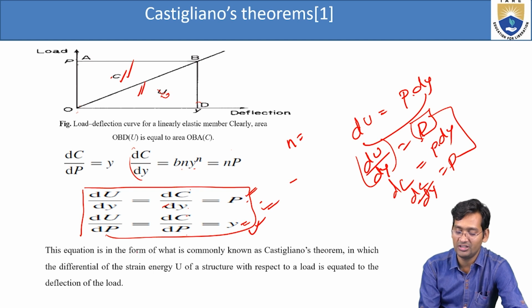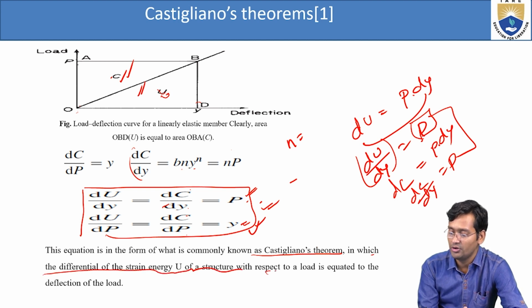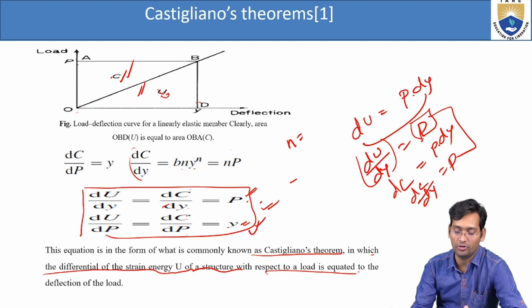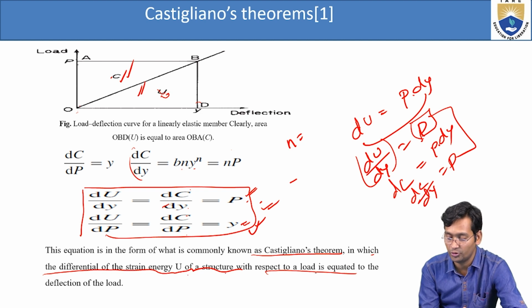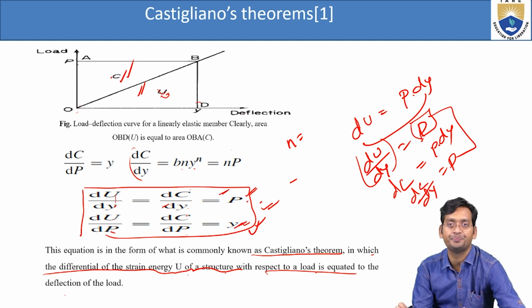So this equation is in the form of what is commonly known as Castigliano theorem, in which the differential of the strain energy U of a structure with respect to a load is equated to the deflection of the load. So dU by dP is deflection, and with respect to deflection it's a load, right? So with respect to load, deflection of the load. With respect to deflection, load. Okay, so that is the Castigliano theorem.